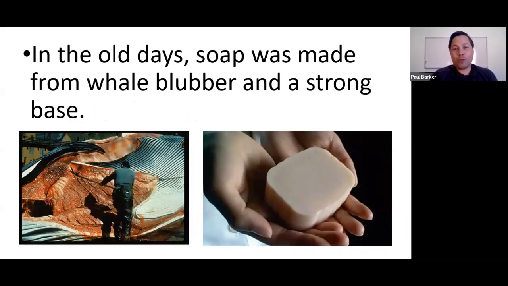As a matter of fact, in the old days, that's how soap used to be made, from oils or fats. Mainly from whale fat. You see the picture on the bottom left. It's a little bit grotesque, but that is someone cutting into a whale, and they will get the blubber, which is the fat of the whale, and mix it with a strong base, and produce soap from that process. Now, if you're thinking, would the soap be clean? Would it smell like whale? No, it would just smell like plain old soap.